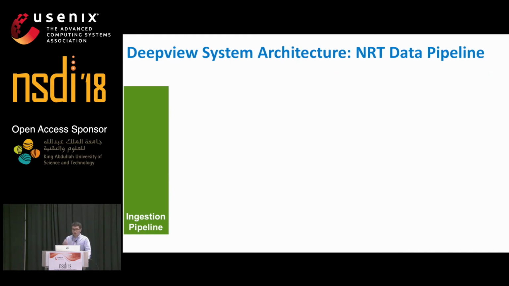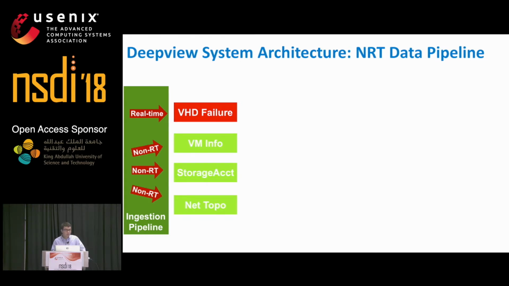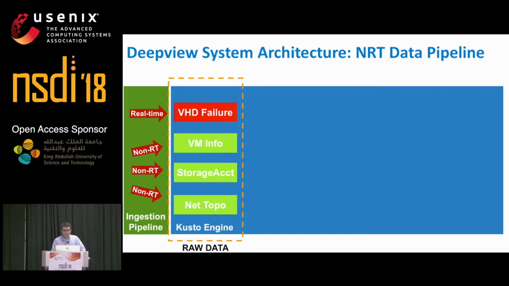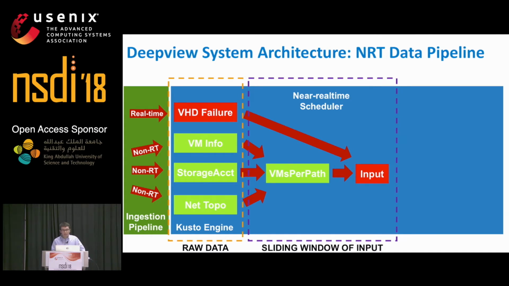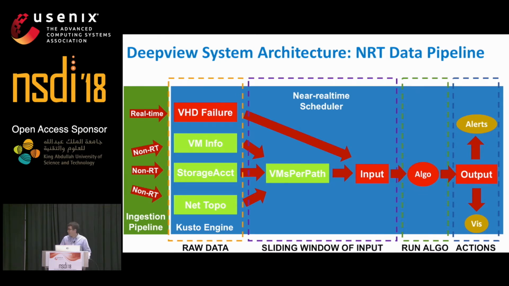Now, the core of our Deepview system consists of a near real-time data pipeline, where we have to collect two kinds of data. First, we need to get those VHD failure events from the hypervisor log. Then we need to take periodic snapshots of various kinds of VM metadata. We will then ingest those raw data into an internal log analytics platform called Qiao. We implement a near real-time scheduler that runs a set of database queries periodically in the right order so that we can stream a sliding window of input to an algorithm. And then the output of the algorithm is written back to Qiao for downstream consumption, such as sending alerts to SREs or visualization.